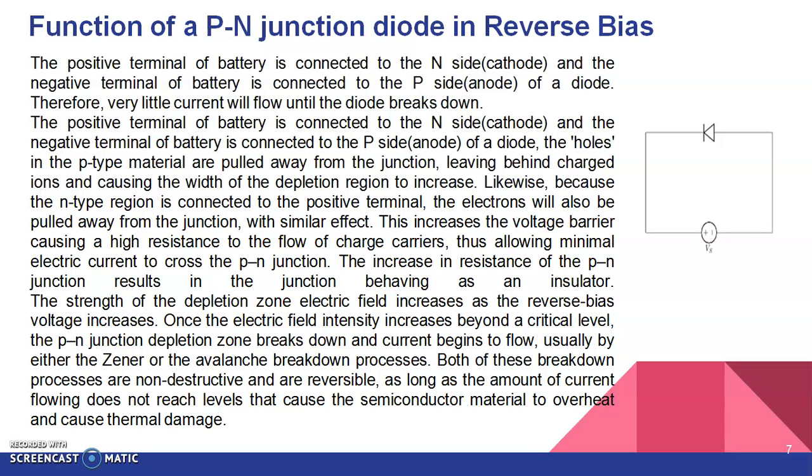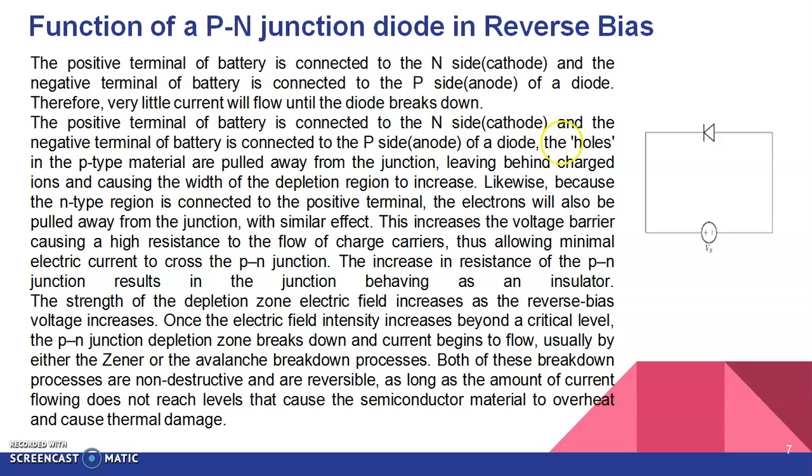That means the holes in the p-side material are pulled away from the junction. This leaves behind charged ions and causes the width of the depletion region to increase. Likewise, because the n-type region is connected to the positive terminal, the electrons also pull away from the junction with a similar effect. They increase the voltage barrier, causing a high resistance to the flow of charge carriers, thus allowing minimal electric current to cross the p-n junction.